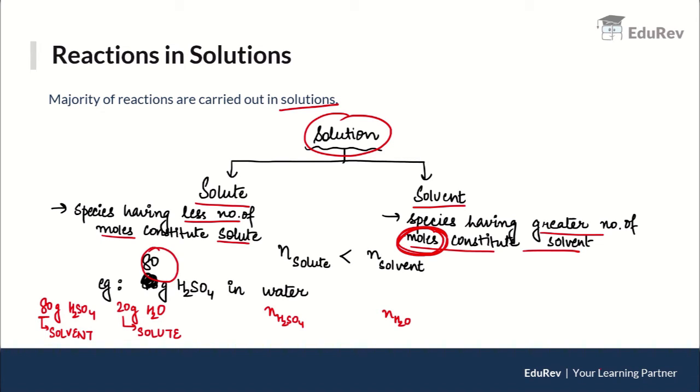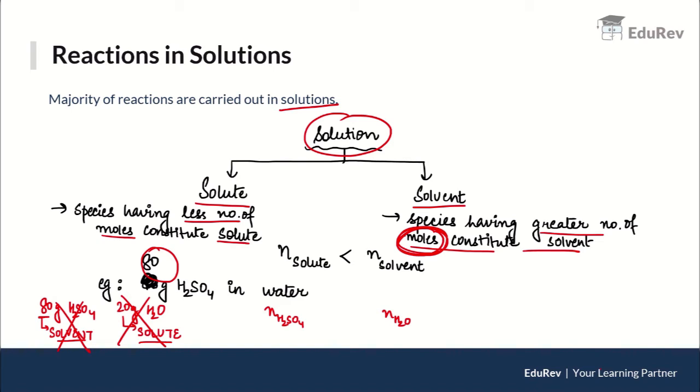Like it is given 80 gram of H2SO4 in water. So if you see by mass, then you can say that 80 gram H2SO4 is there and 20 gram water. तो आप क्या सोचोगे कि 80 ग्राम ज्यादा है, that means H2SO4 मेरा solvent हो जाएगा और 20 ग्राम water मेरा solute हो जाएगा. But you will end up doing wrong. You have to check moles.